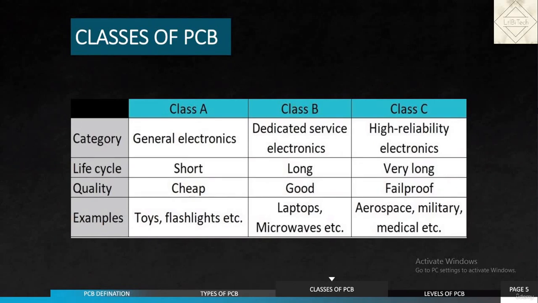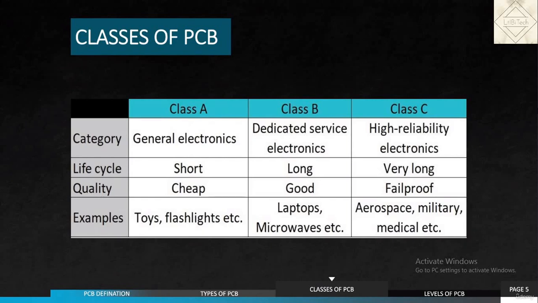Classification is based on the requirement. For class A, the requirement is not that important. For class B, yes, we need some important steps to be taken, and it has to run at least 2 to 3 years. And for class C, yes, we need 25 years, 30 years, 40 years, 45 years, 50 years. Most of the time, they say class C is fail proof, so it won't fail for a long time. So this is all about the classification of PCB.